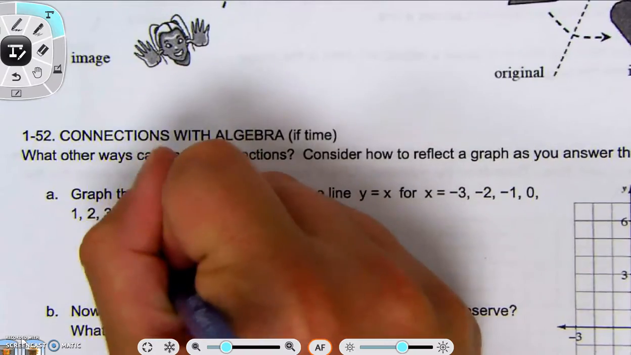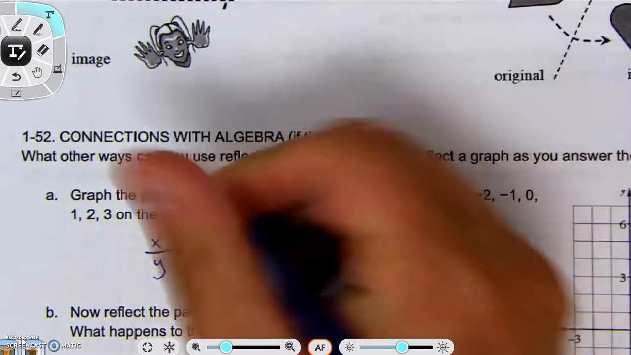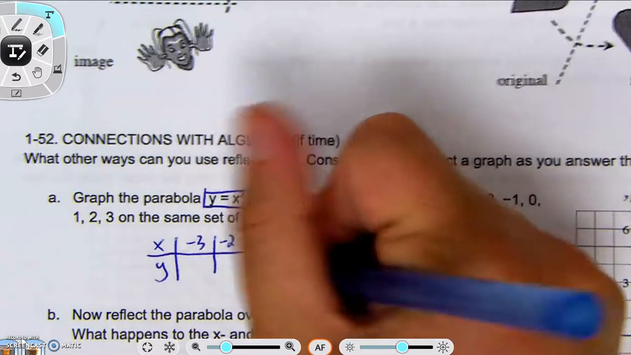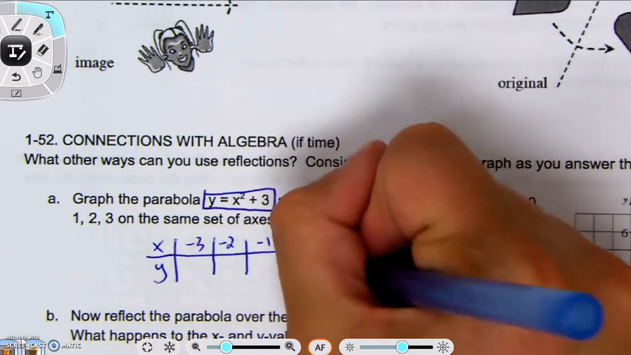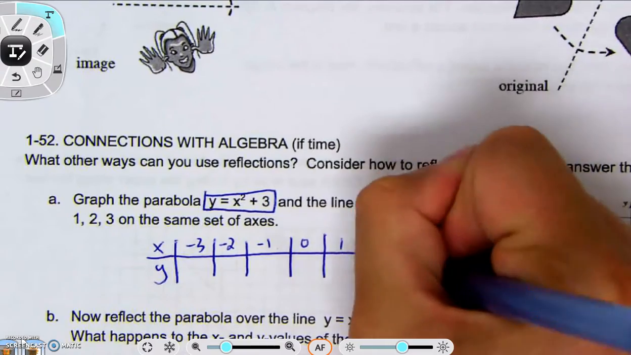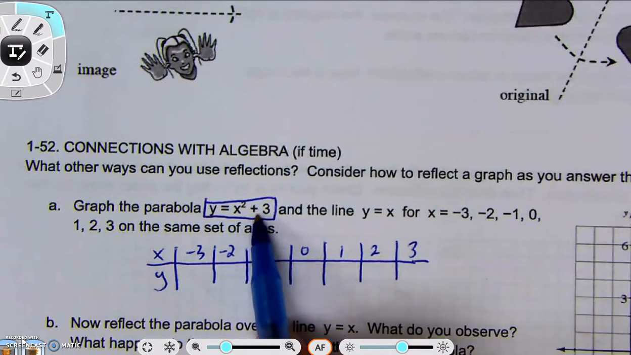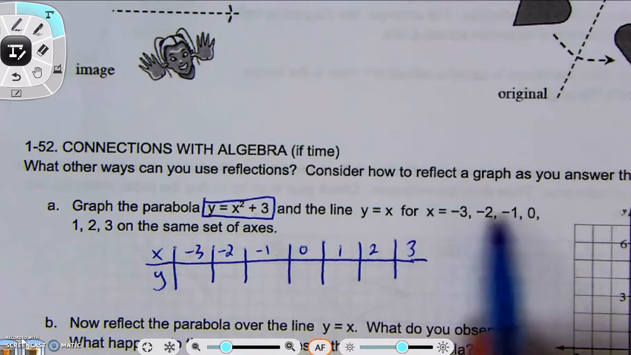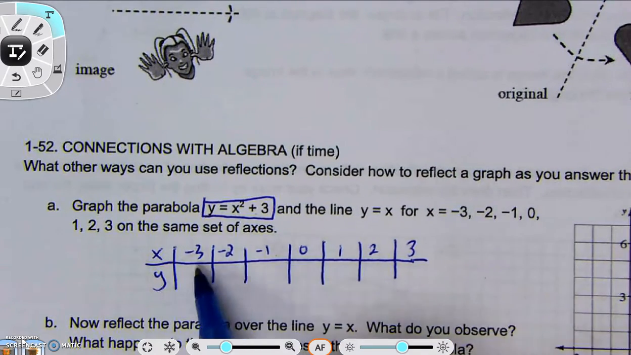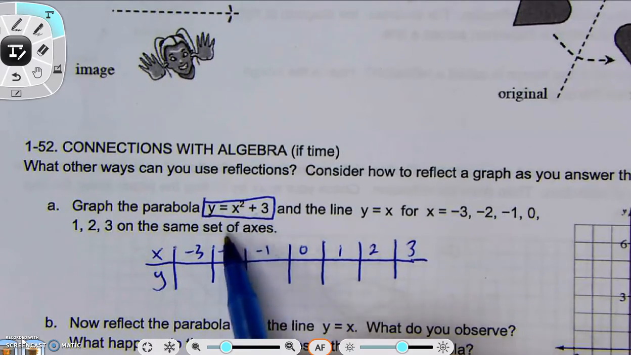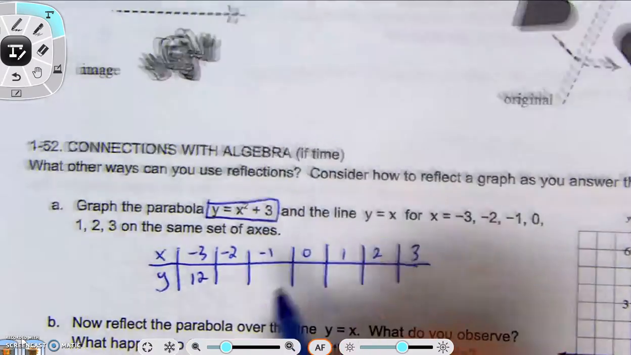So if I make an xy table and fill in those values, so -3, -2, -1, 0, 1, 2, and 3. So we're just plugging in those values into our equation here. And we got -3 through 3 here. So if I plug in -3 squared, -3 times -3, positive 9 plus 3. So this should give us 12.